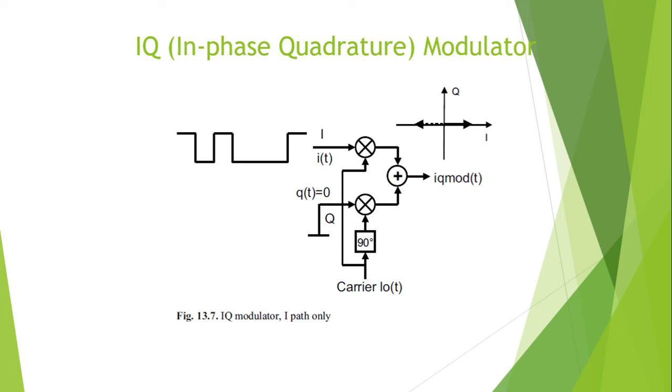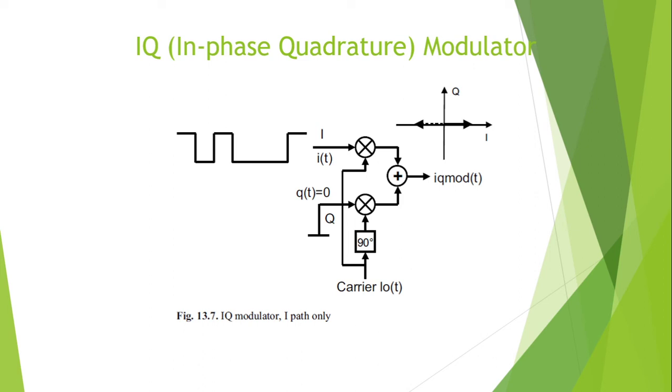We now apply alternatively plus 1 volt and minus 1 volt to the I path modulation input, so that I of t will become plus 1 volt or minus 1 volt. Looking at the output signal IQ mod of t, we see that the carrier, that is LO of t, is present and switched only in phase between 0 degree and 180 degree. 0 degree for plus 1 volt, minus 1 volt is represented as 180 degree. By varying the amplitude of I of t, we can vary the amplitude of IQ mod of t.